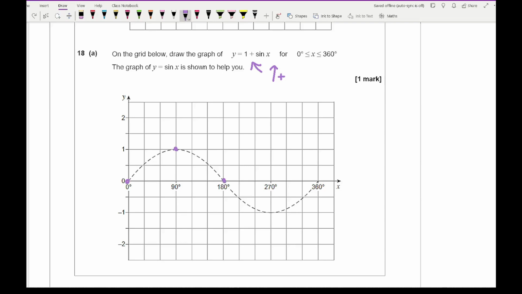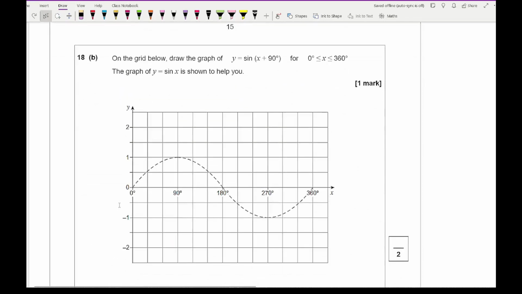So if I pick the key points on the sine curve, which is what I'm doing there, I'm going to shift those points so it's 1 up. So it's now going to be something that looks like this. And then all that's left for me to do is just to join those points up. Hopefully yours will be a lot more accurate than mine, but it should look something like that.